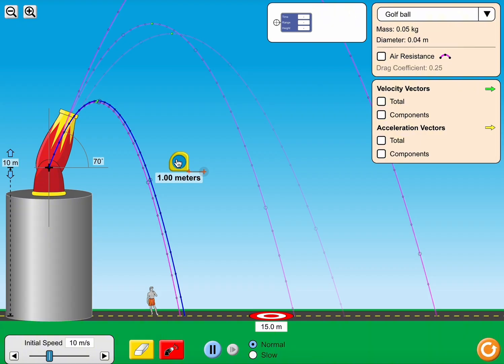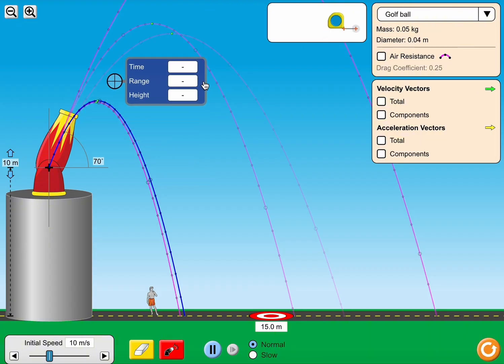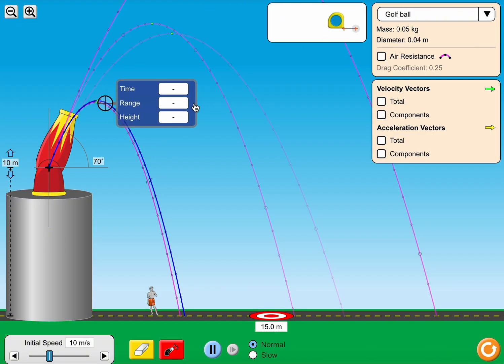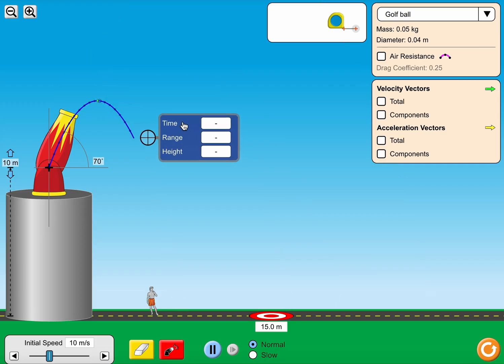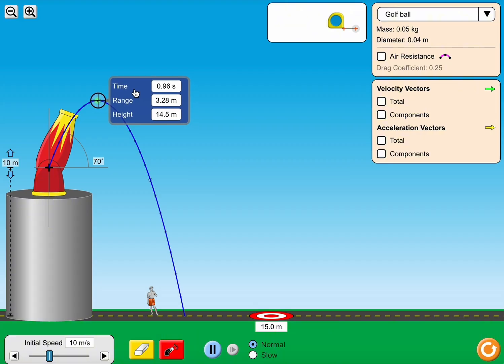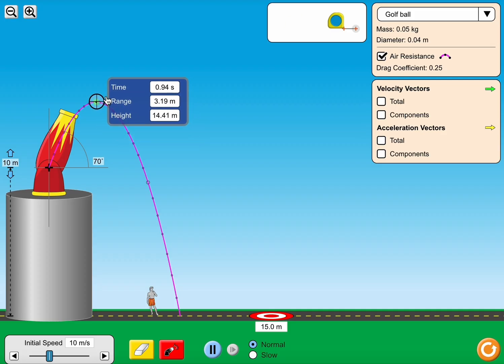So we can see that, for example, here at its maximum point in the blue line, well, I'm going to erase it and fire it again. At the maximum point here, we have a time of 0.96 seconds and a height of 14.5 meters. It's the maximum height. But with air resistance, it changes, and now it's a maximum height of 14.41 meters. So air resistance is slowing down our golf ball.